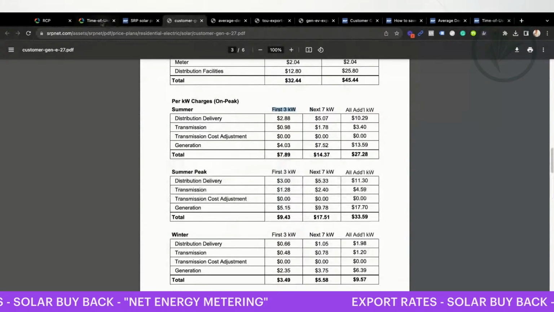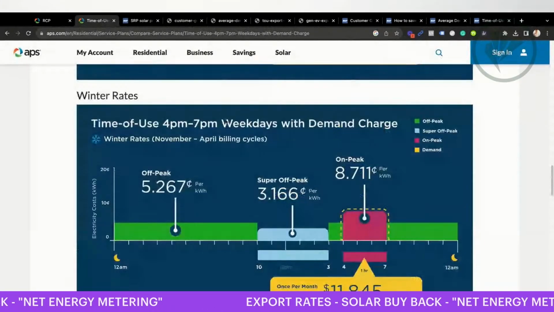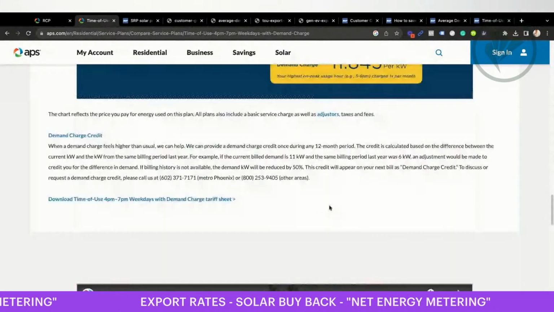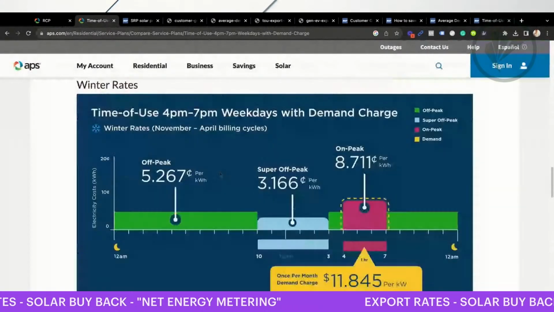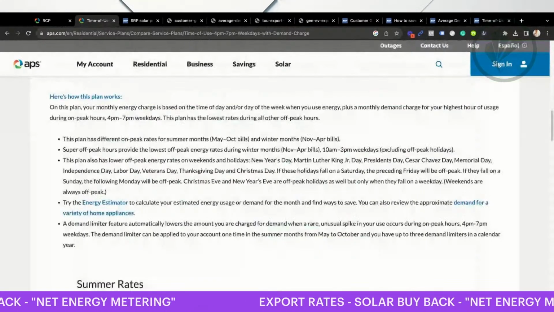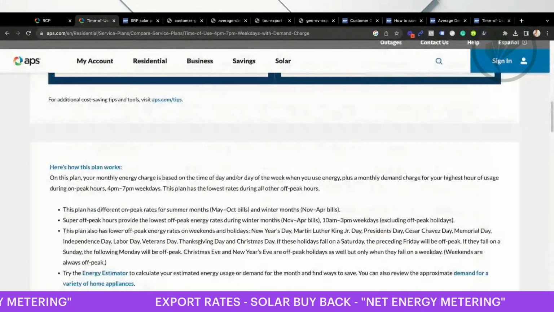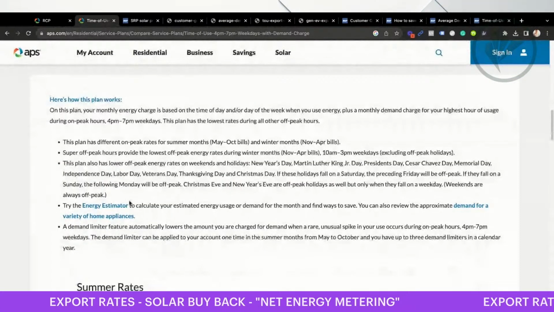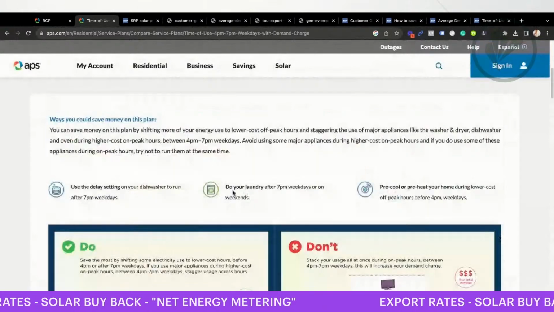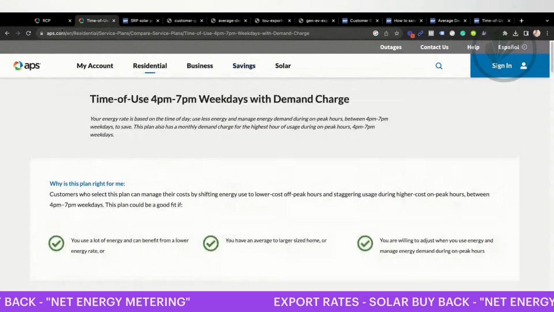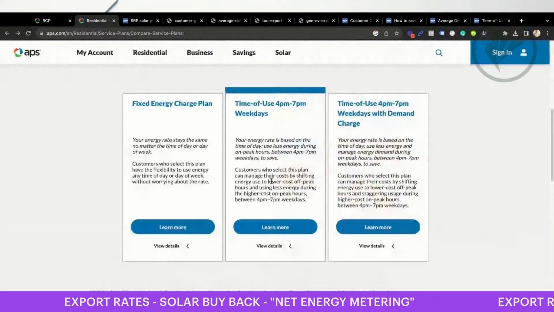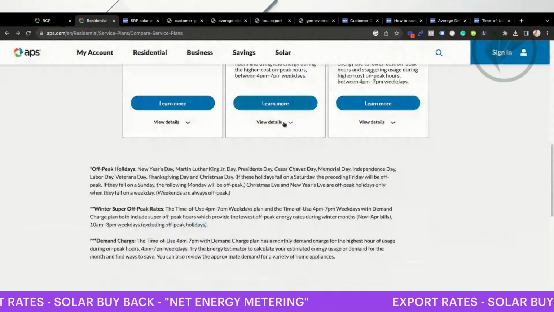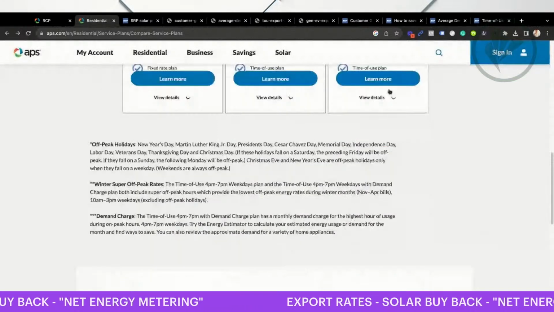But with this plan, APS's demand charge, you apparently accidentally click on something and everything goes to poopy. And again, I'm going to put all this stuff up on the portal here so you guys have it. But for some reason, they don't want to show it to me. Do the details.